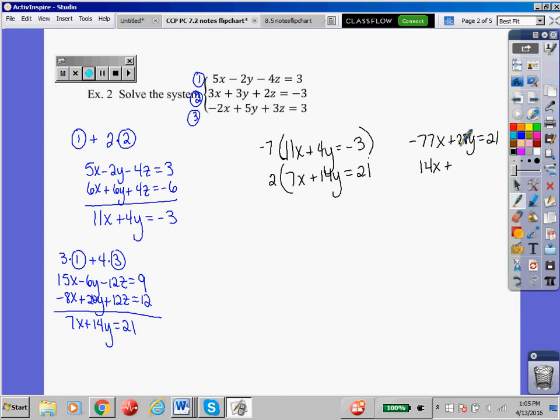14x, oops, that's minus. Again, negative 77x minus 28y equals 21. I have 14x plus 28y equals 42. Ooh, this worked out nicely. So x is negative 1. And I'll tell you, on the quiz and on homework, if you have a bunch of fractions, you've done something wrong, okay? I did not do anything like that. Oops, that's a negative.